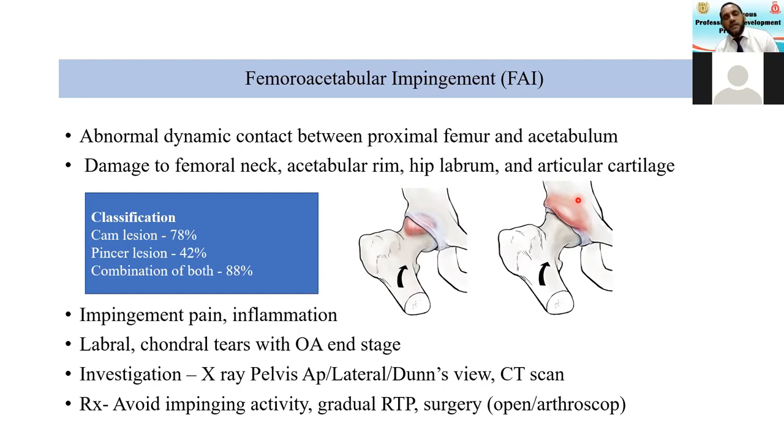The sequence starts with labral injuries, then moves into chondral tears, and eventually the patient can go into osteoarthritis of the hip. So the investigations are X-ray pelvis, AP, lateral and special views, and also a CT scan. Management is to avoid the impinging activities, gradual return to play, and if there is no significant improvement with this and there is an ongoing chondral and labral lesion, the patient has to go for surgery, open or arthroscopy, for the resection.